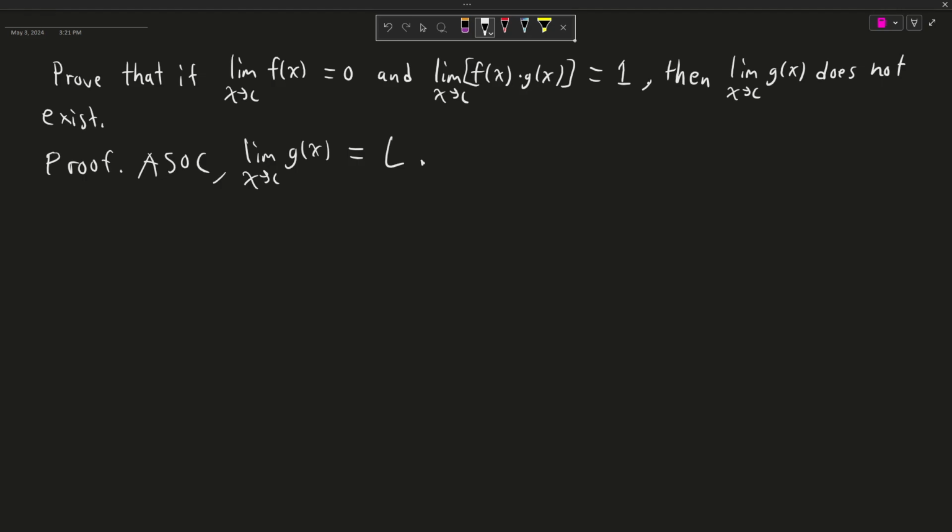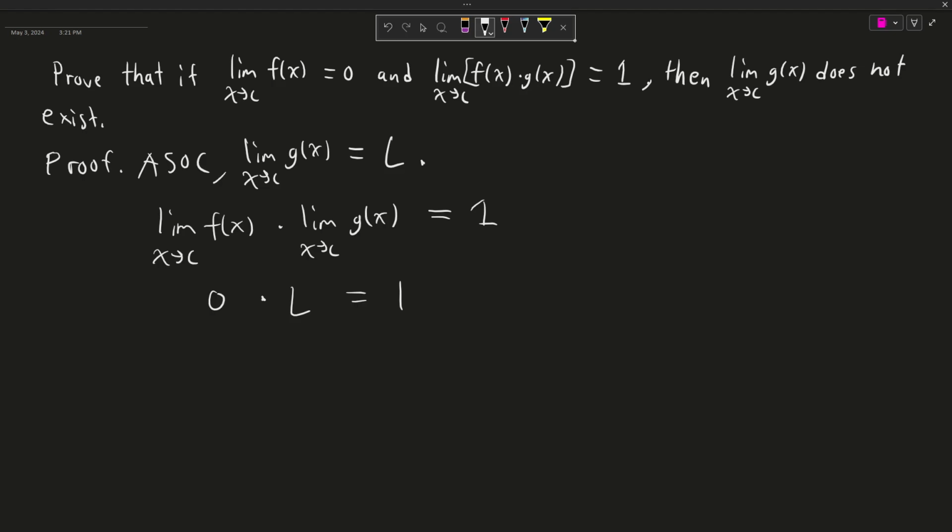So when we work through it, we can use limit laws to see that we're going to have the limit of f of x times the limit as x approaches c of g of x, and that all has to equal 1. So we already know that this limit is going to be 0 just by our assumption, and then by our other assumption for contradiction that it's actually existing, it has to equal L, and that has to equal 1.